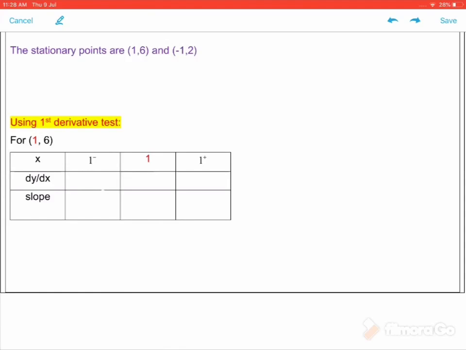So now we substitute 1 minus into our dy/dx, you will get the answer positive. Then when we substitute 1 into our dy/dx, we will get 0. For 1 plus, we will get minus. This means that at the point (1, 6), you will get a maximum point. So (1, 6) is a maximum point when we test it by using the first derivative test.